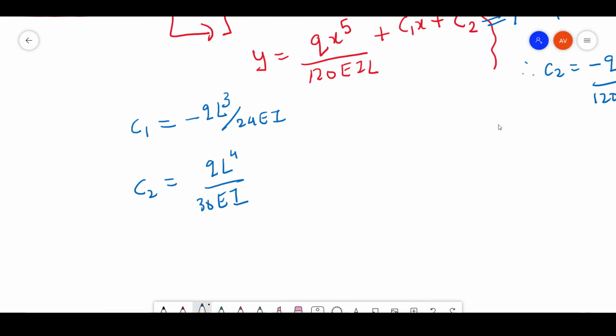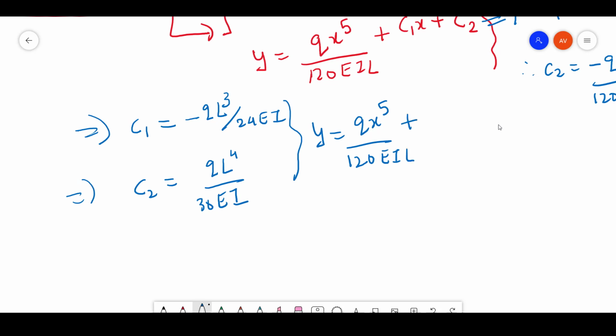Now when you see the final equation, you are having c1 is equal to minus qL cube by 24 EI and c2 is equal to qL raised to 4 by 30 EI. So therefore you can write your y is equal to qx raised to 5 by 120 EIL plus c1, that will be minus qL cube by 24 EI into x, plus your c2, qL raised to 4 by 30 EI.